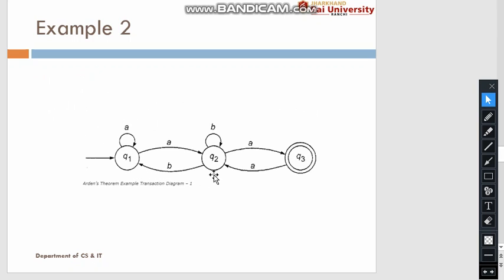Here we have three states, that is q1, q2 and q3, where q3 is my final state and q1 is my initial state, and we have two input symbols a and b. So the first step is to write all the states in the form of an equation. While writing the equation, we will see how many arrows are coming to each state, and on what input symbol, from which state they are coming.